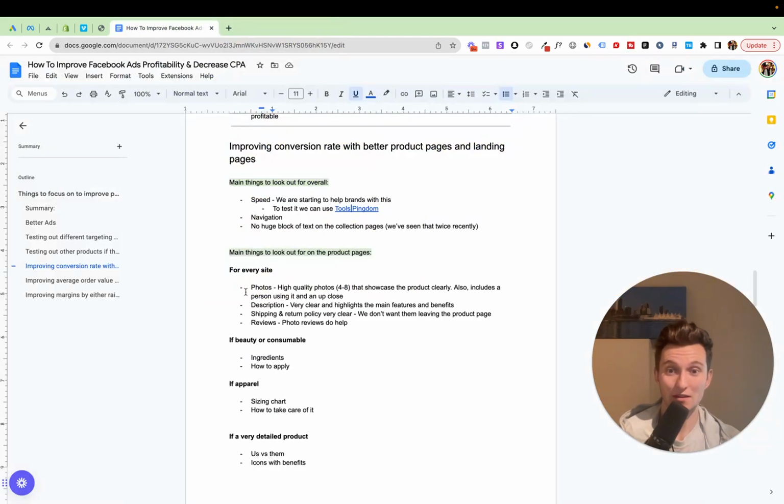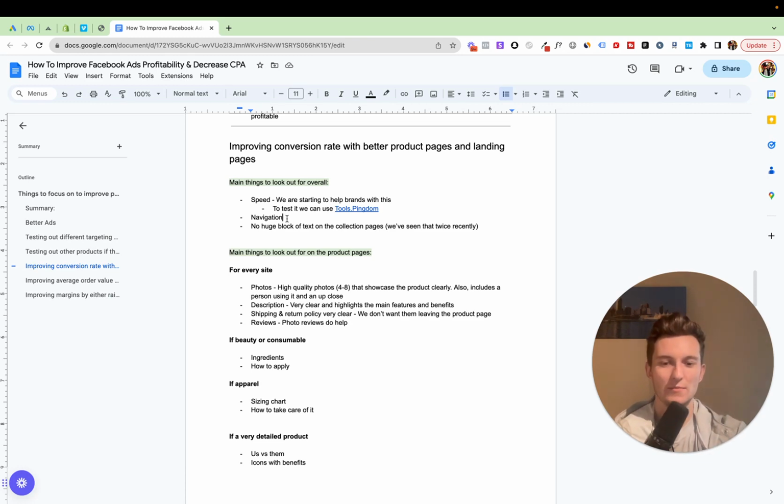It's so important. Navigation, this is a really, really important one. You want to make sure it's super easy to navigate your site, easy to use and functional. It's not confusing. So you just want to make sure you nail it.